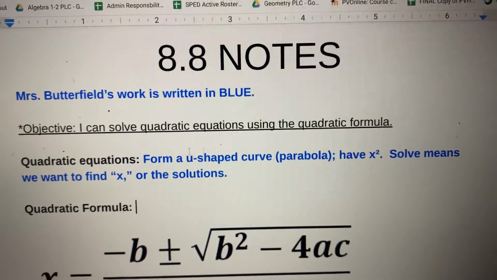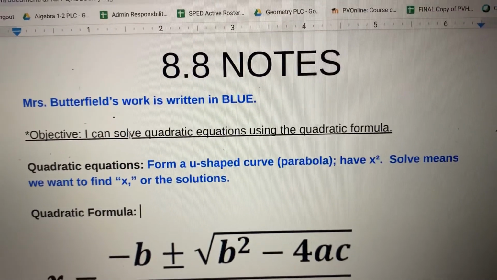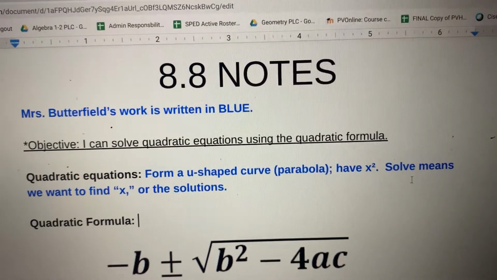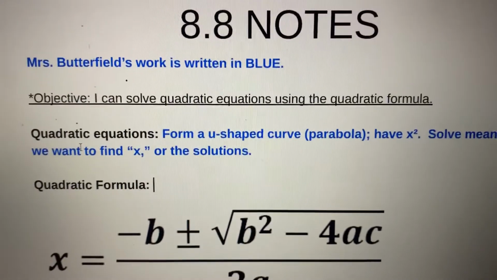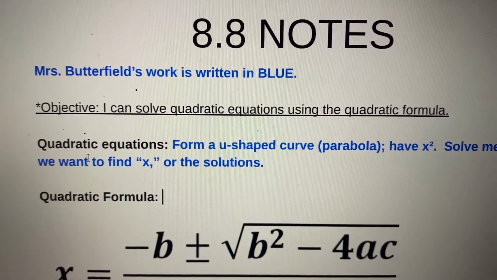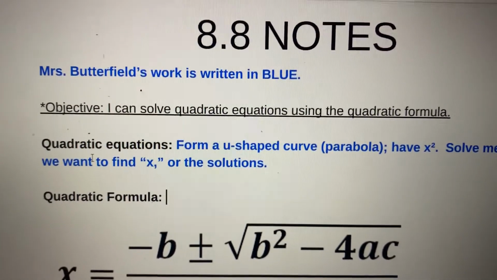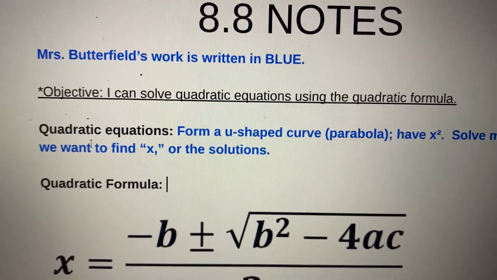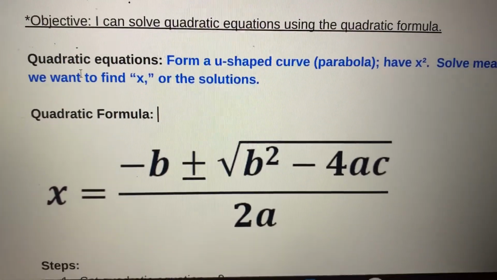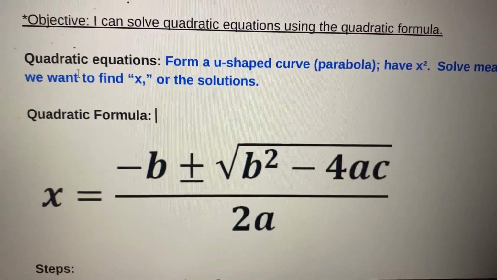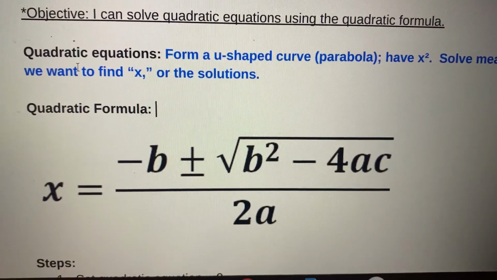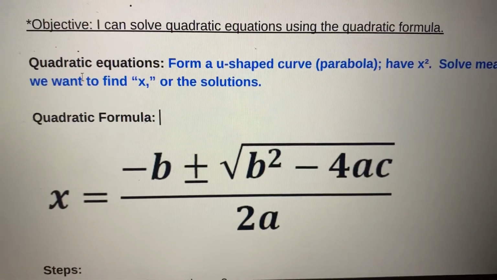Okay. Our objective also says I can solve. So solve just means that we're going to find x, and in this case, x of the parabola is the solutions, and that is also the x-intercepts. Okay. So to do that for this unit, we are going to use the quadratic formula, which is right here. You don't have to memorize it. You get to use your notes. You get to look at mine.